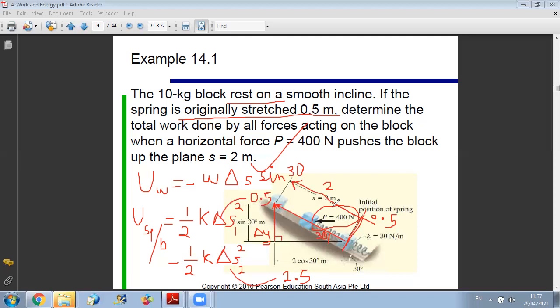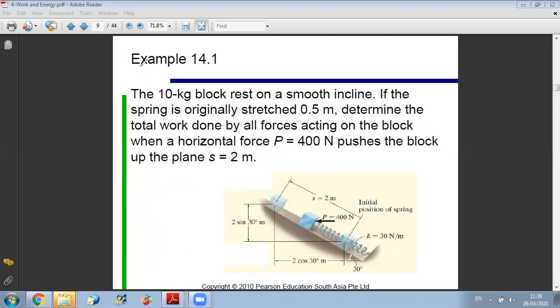If P was not enough, if the work of P was not enough, then your block will not move up. It can remain in its position, or it can go downward. If the weight, for example, is dominant, if P is very small, maybe the weight will be dominant and the block will move downward instead of moving up. So we can verify this from the calculation.